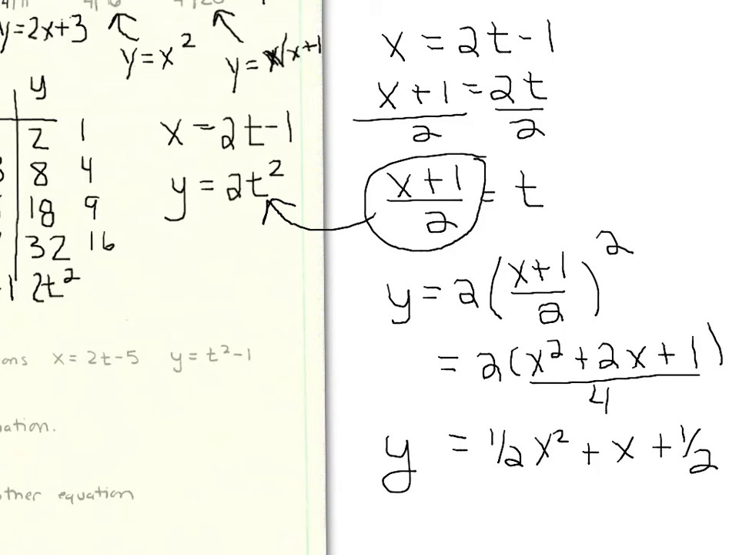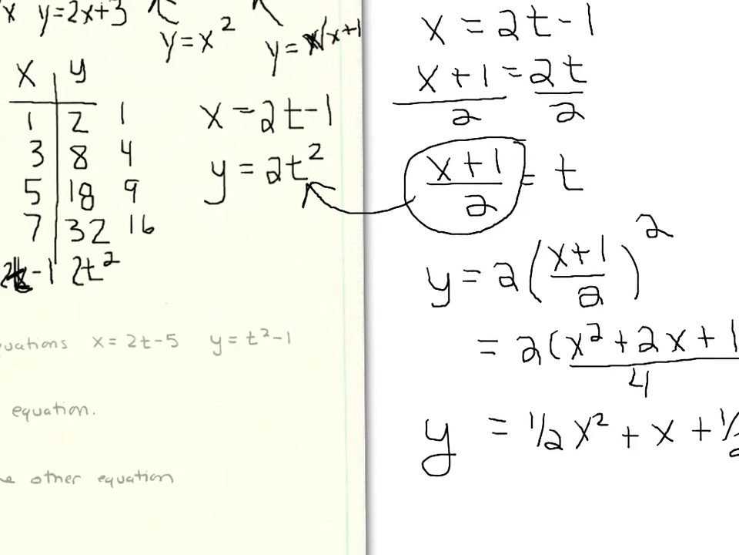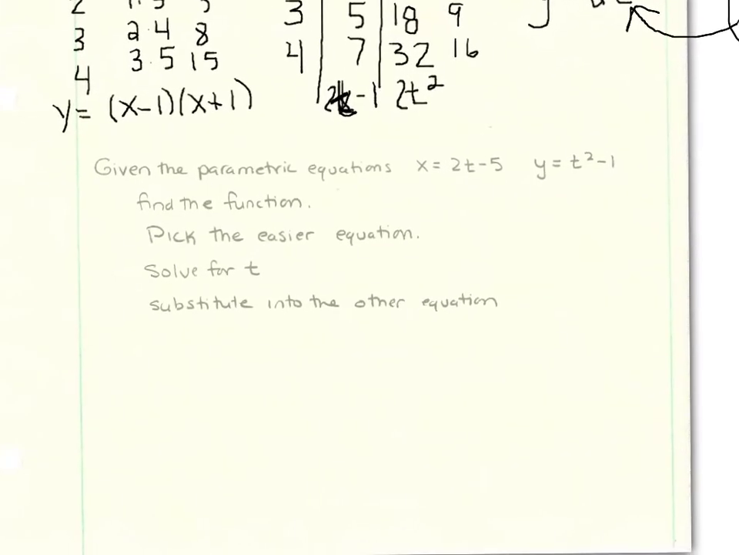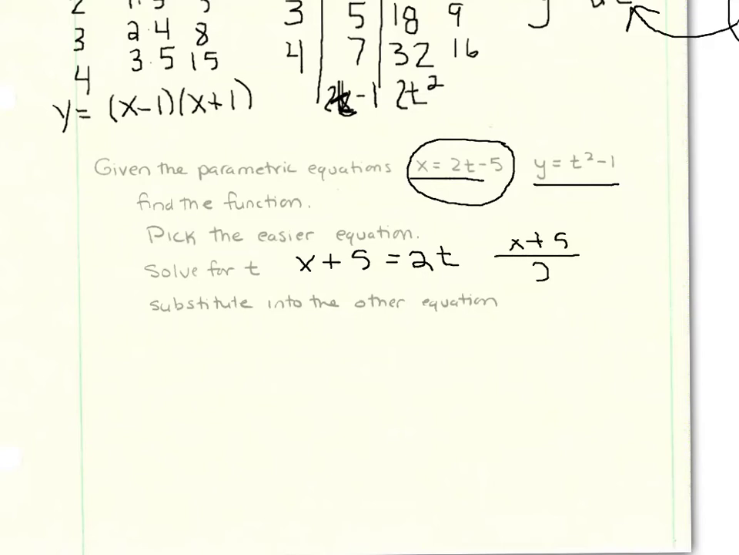So again, let's review the steps for finding a parametric. I have them written out here. Given parametric equations, you're going to pick the easier equation. So you're going to look at these two equations, which one's easier, say x's. Solve for t, so that's going to be x plus 5 equals 2t. (X plus 5) divided by 2 equals t. And then I'm going to substitute (x plus 5) over 2 in for t in the other equation.